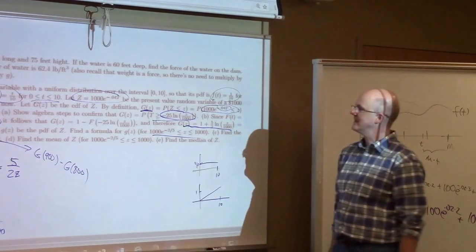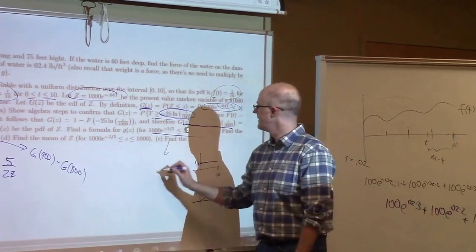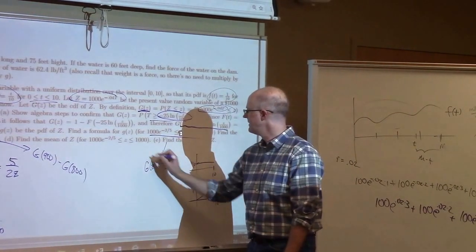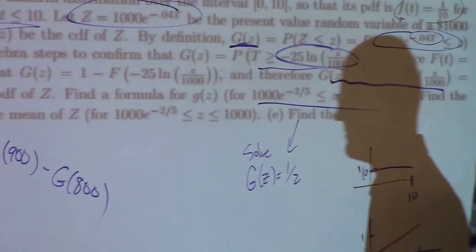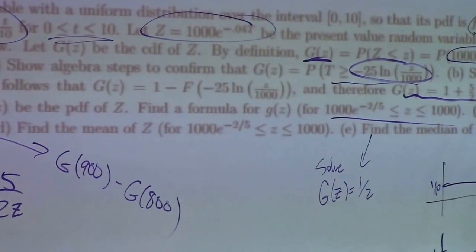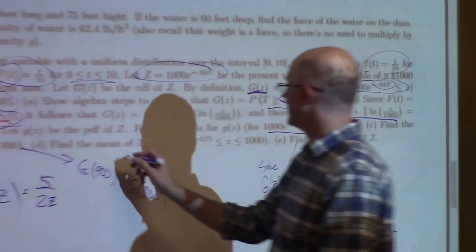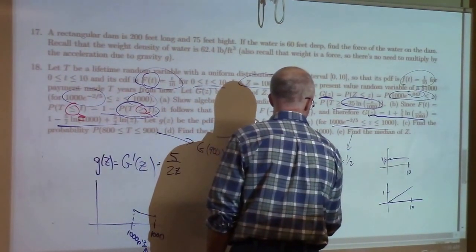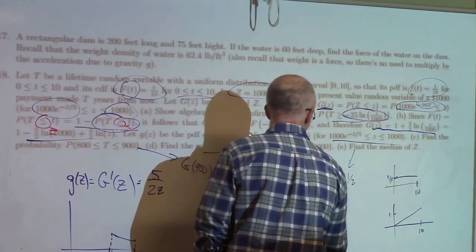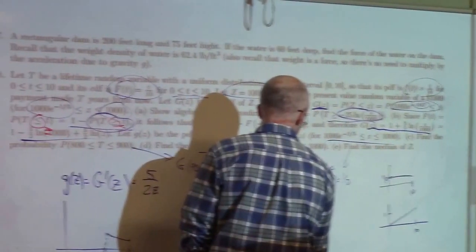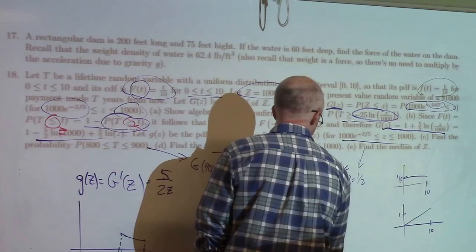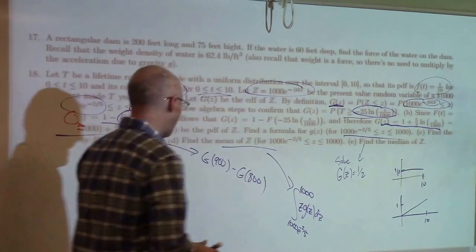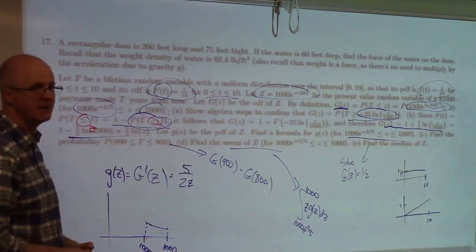And then finally the median is where capital G equals 1/2. We have to solve that equation for little z. Oh, and I forgot the mean. That's the median. The mean, you have to integrate z times little g over the domain, which is again 1,000 e to the negative 2/5 to 1,000. That integral for this kind of problem is actually going to be pretty easy.